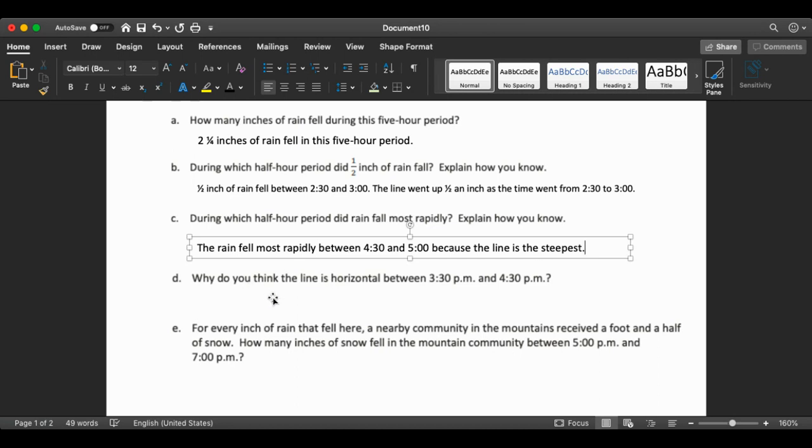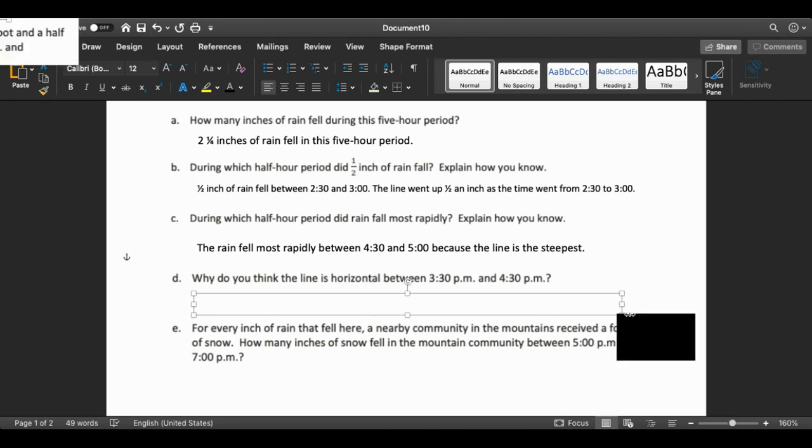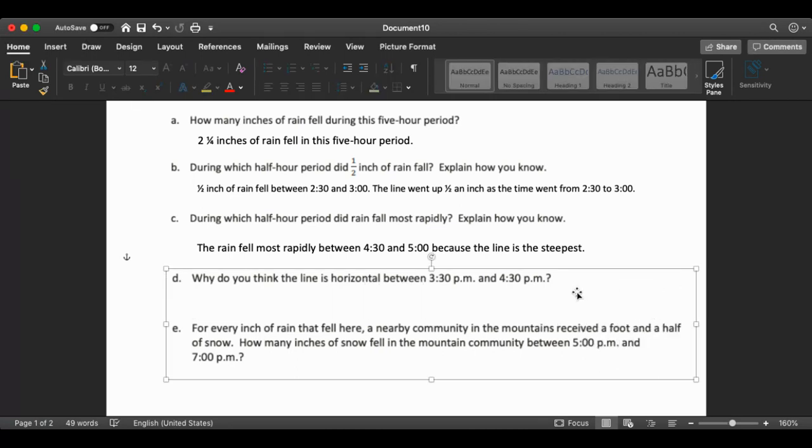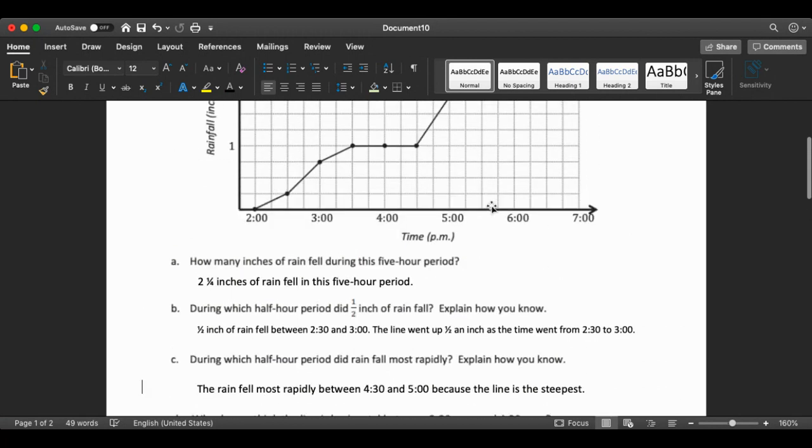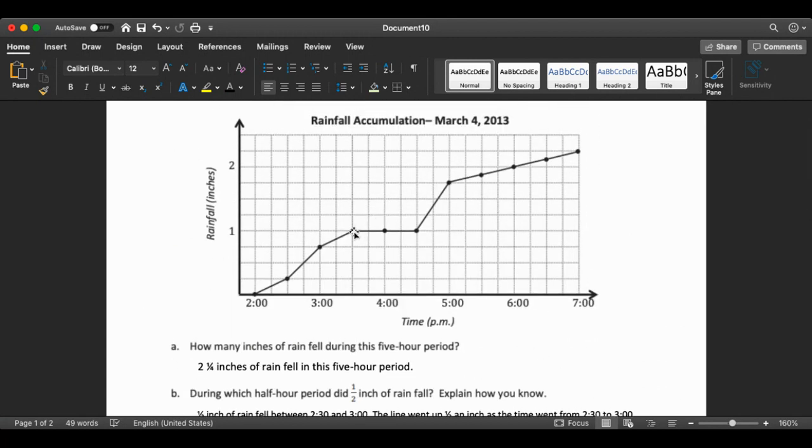All right. It says, why do you think the line is horizontal between 3:30 and 4:30 p.m.? So let's look at 3:30 and 4:30. This is just a straight across line. It is not increasing at all. So on the graph, that just means between 3:30 and 4:30, there's no rain, right? If I look at 3:30, it's at 1 inch. If I look at 4:30, it's still at 1 inch. So if it stayed at 1 inch, that means no rain fell.